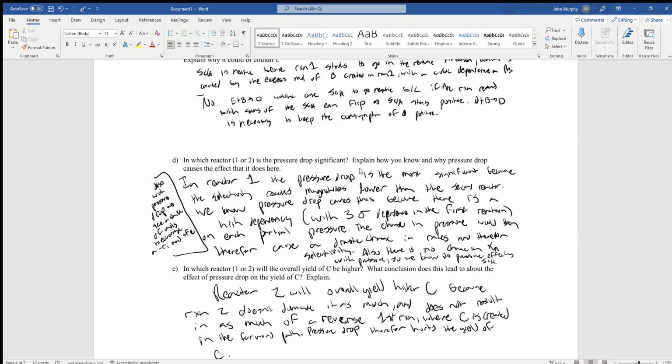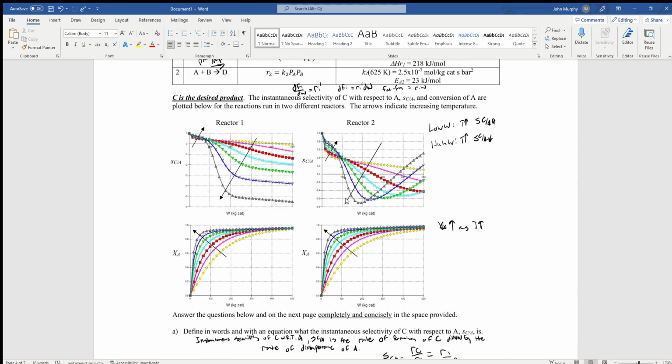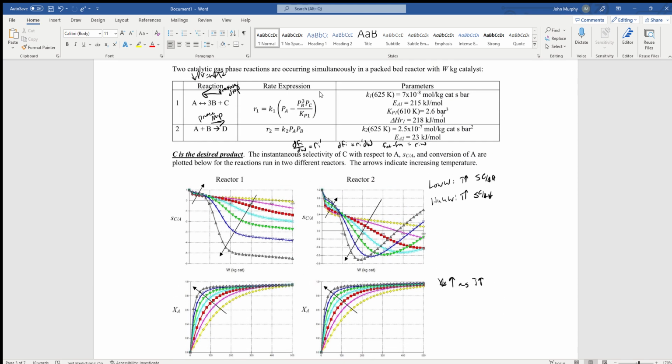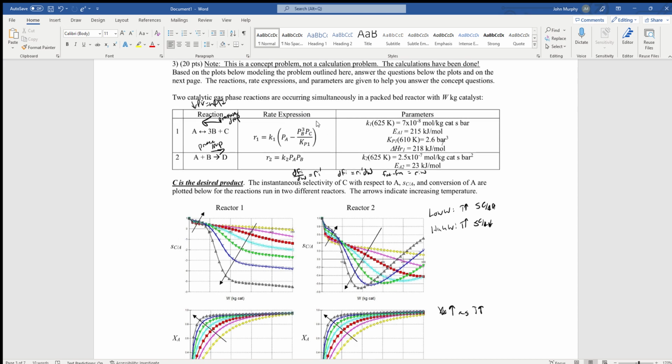Okay, moving on to part D. Basically, in which reactor, 1 or 2, is the pressure drop more significant? We can see that it's going to be reactor 1 because the gradient of the negativity of the selectivity here is going to be drastically larger, and that matters because of the partial pressures. The partial pressures have a high impact especially with the cubic function with PC also on top, that as soon as we have higher pressure, we're going to see a drastic change in whatever we have. So right here we have 1 to negative 0.8.